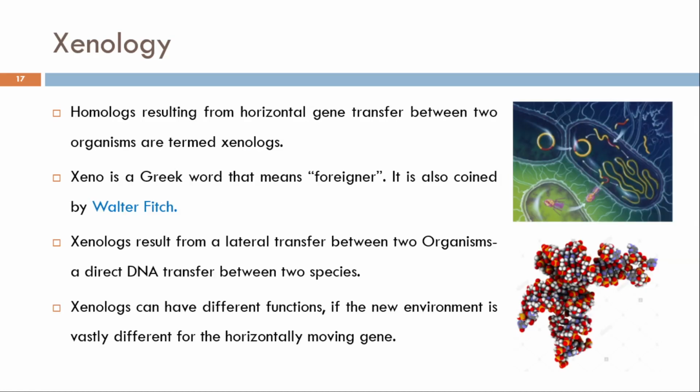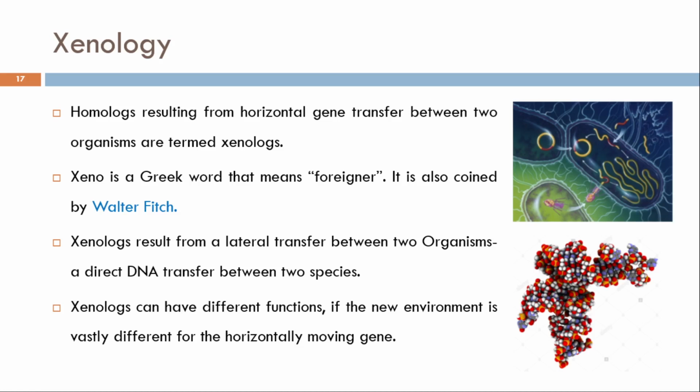One more example, like xenology. What is xenology all about? Homologs resulting from horizontal gene transfer between two organisms are termed xenologs. There are two types of gene transfer. One is known as vertical gene transfer, another is known as horizontal gene transfer.